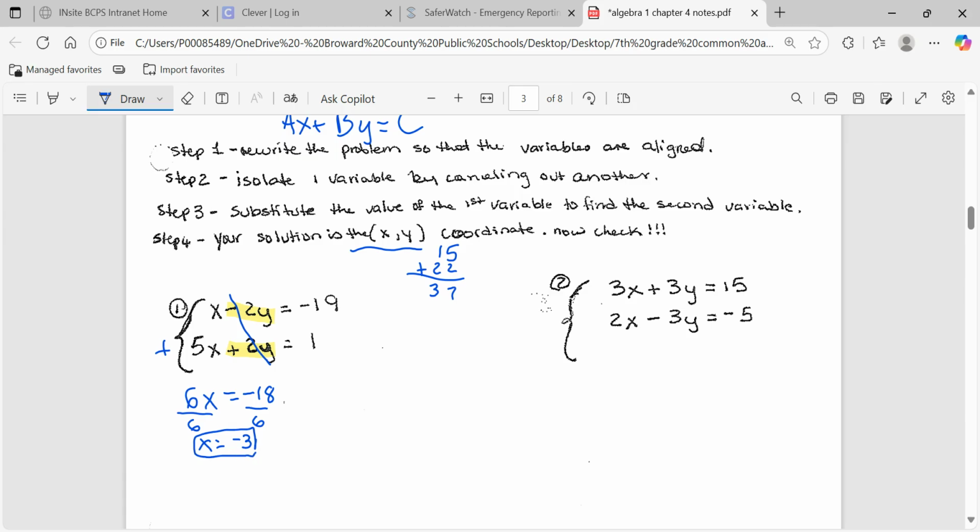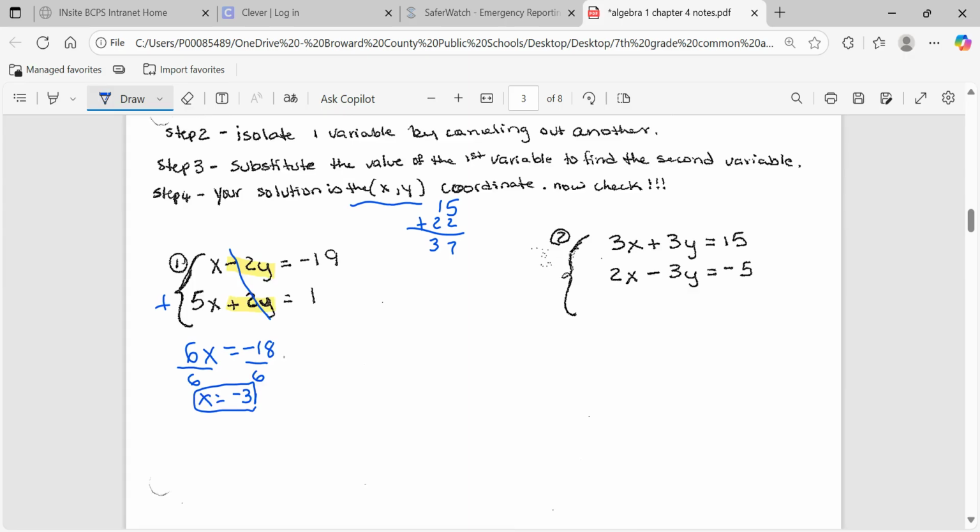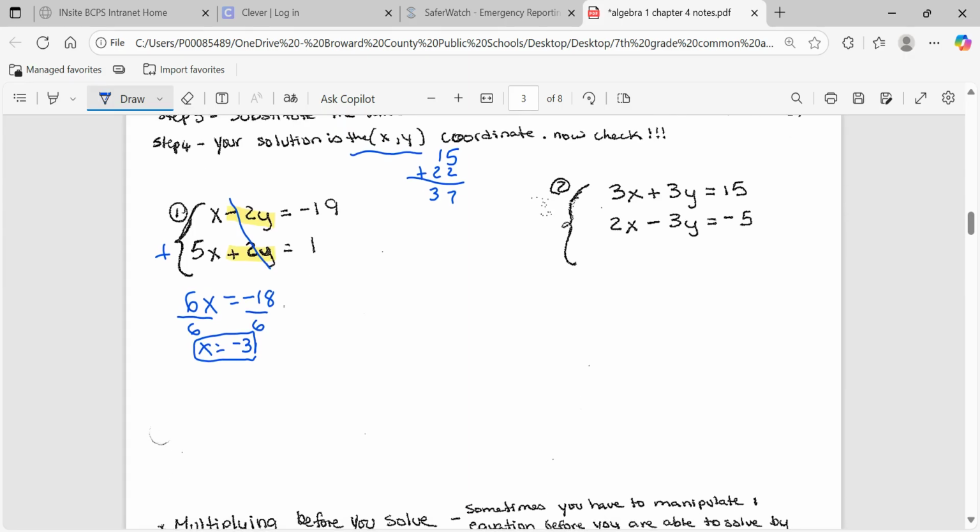But the solution to a system, of course, comes with an x and a y. So then I would go ahead and substitute the x in to find y. Now, it doesn't matter which equation I use. I could use number 1 or I could use number 2. I'm going to go ahead and use the first one. So we have x minus 2y equals negative 19. But I now know that x is negative 3. So negative 3 minus 2y is equal to negative 19.